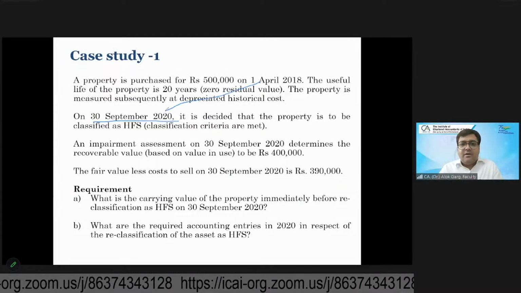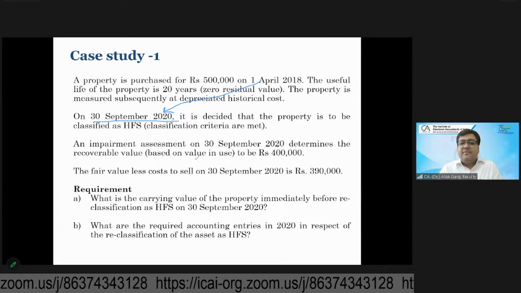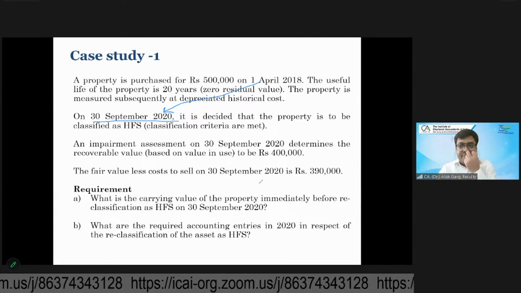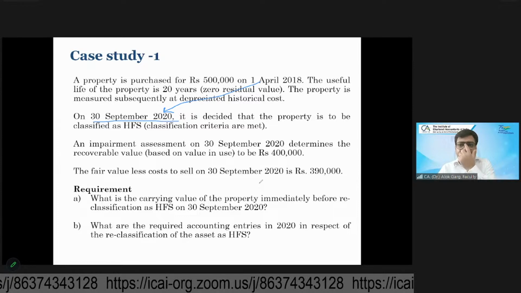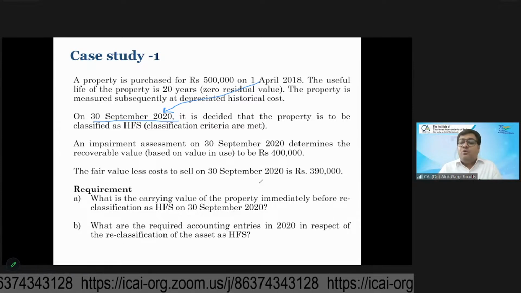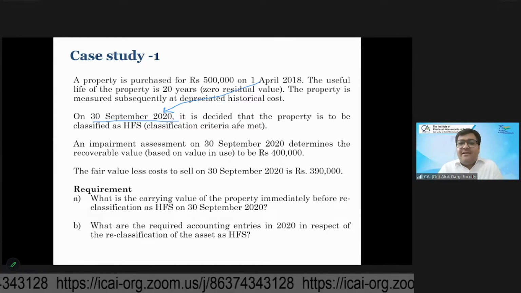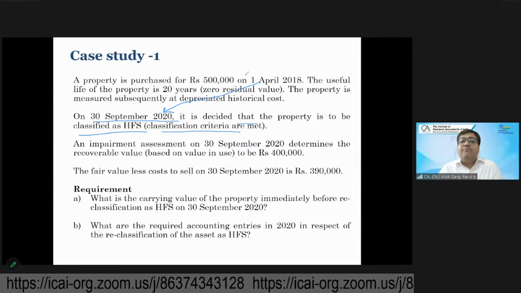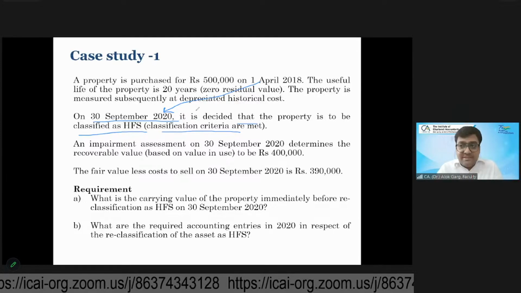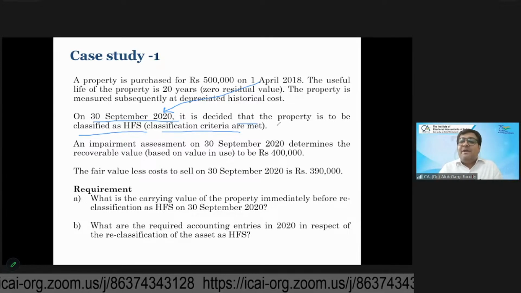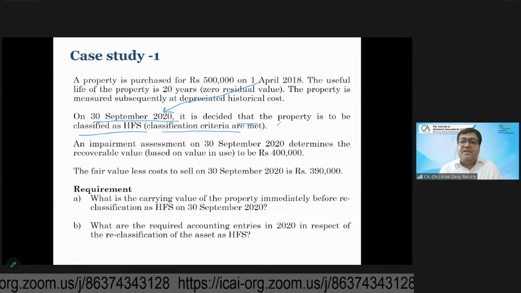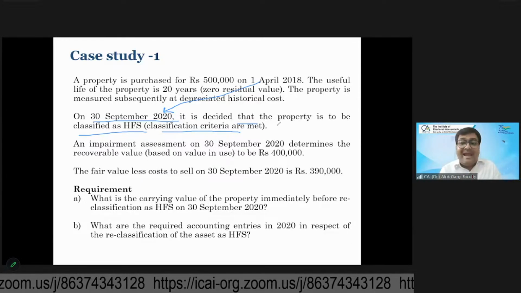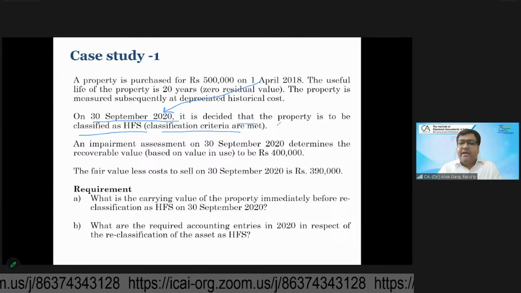So on 30th September 2020 — after how much of a period? After 2 years and 6 months. After 2.5 years. It is decided that the property is to be classified as held for sale. Why? Because the classification criteria are met. It means this property has become available for immediate sale in present condition as on 30th September 2020 and the sale is highly probable. Correct?